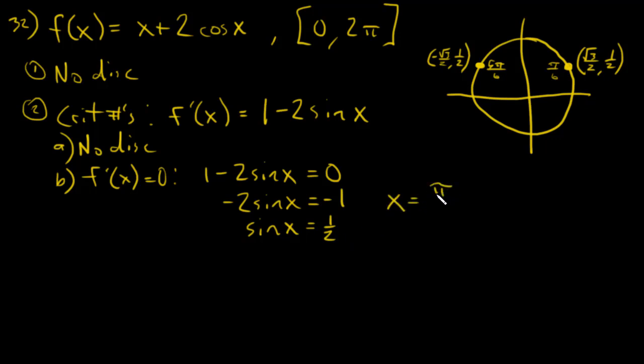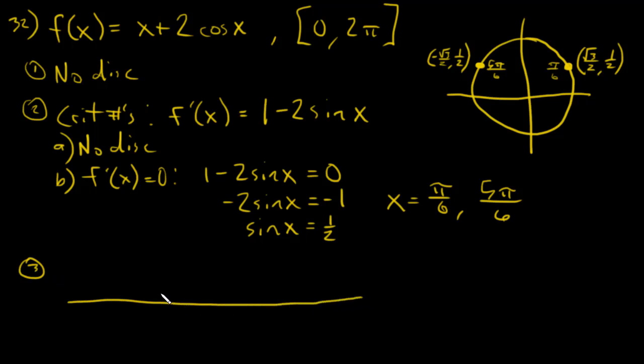So x is equal to pi over 6, and x is equal to 5 pi over 6. Okay, so now that we have our critical numbers, we can make our f prime chart. So step 3, the f prime chart. We're going to have our two locations. We're going to have x equals pi over 6 and x equals 5 pi over 6. So now that we've got that, we can start looking for our test values. Test values that I'm going to need, well, I need something that is going to be less than pi over 6. And since 0 was included, I'm just going to pick 0.